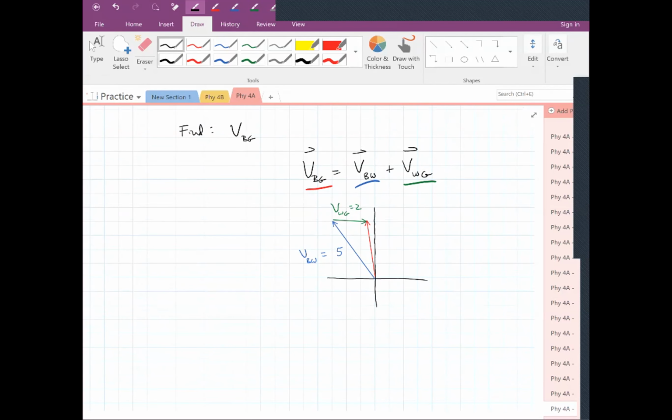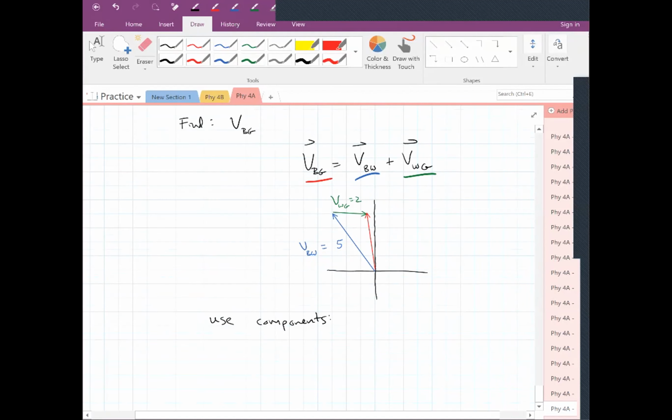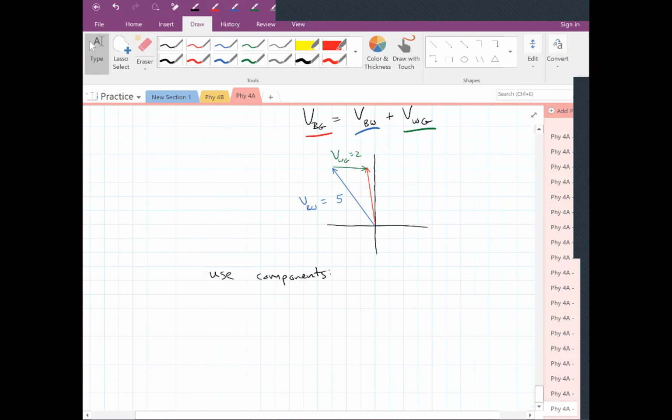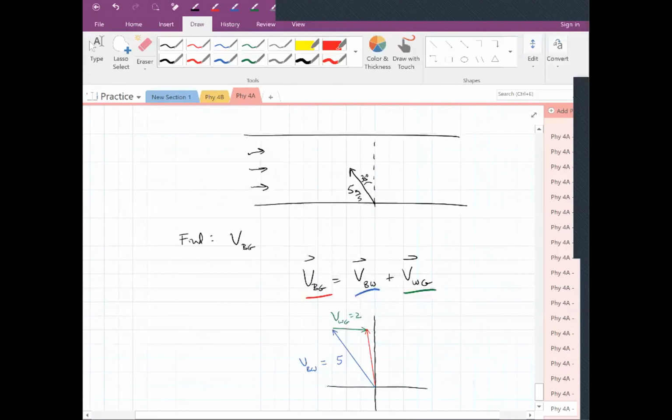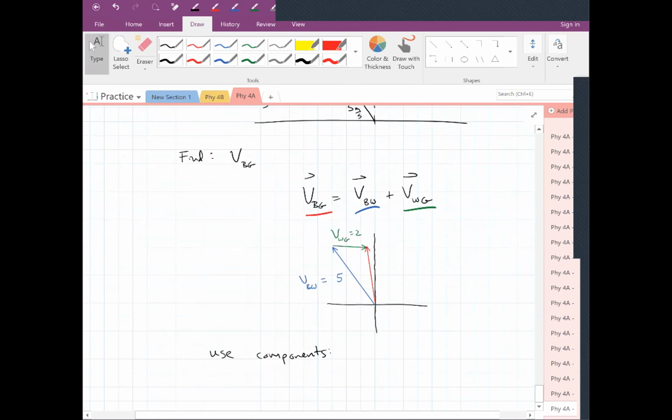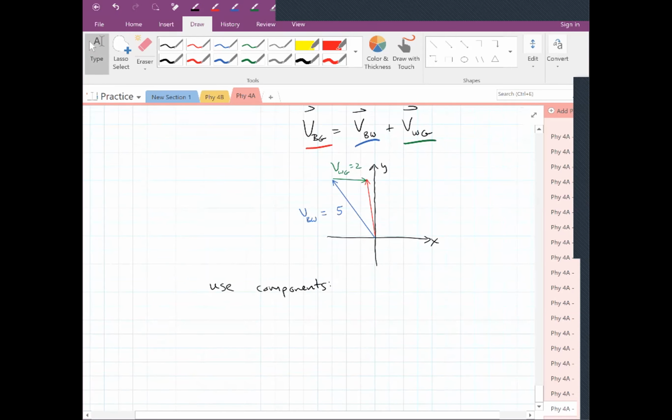Okay, so I think the best thing to do is just use components, right? So I would make a chart here. So let's pick an X and Y direction. I'll call this my X direction and this my Y direction.